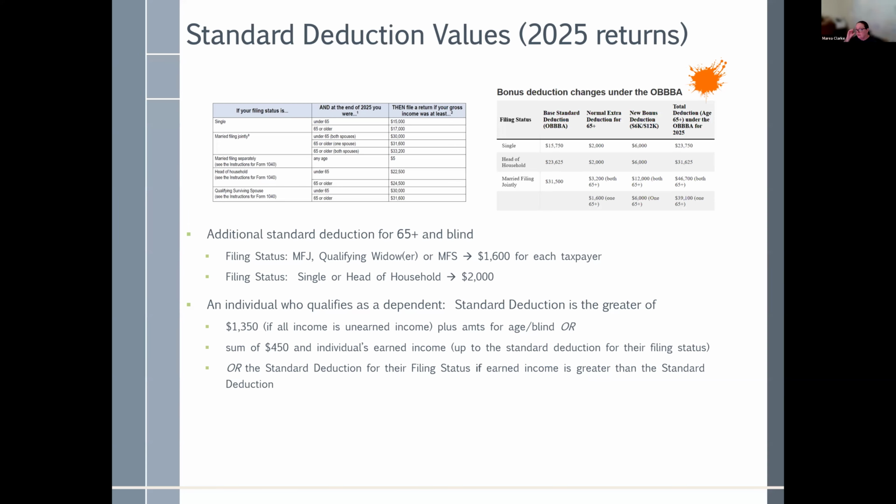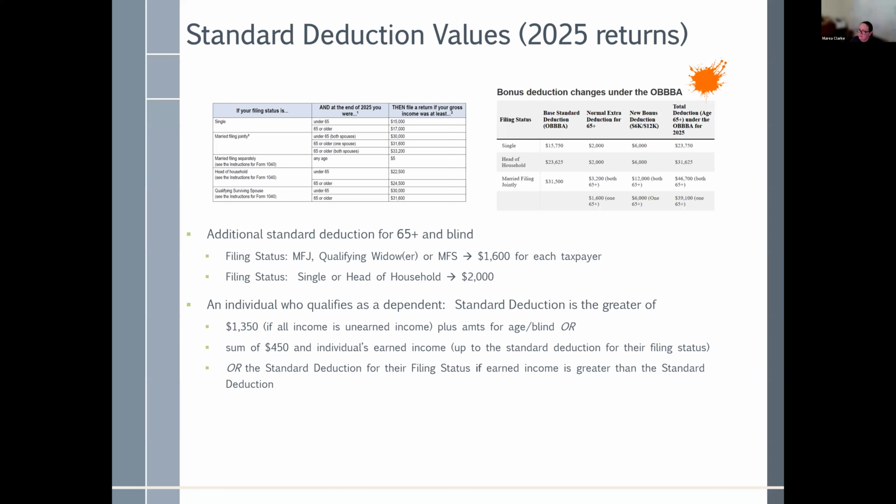All right. For somebody that qualifies as a dependent, this could actually be a decent number of our clients because they're students, and their families may be supporting them. They may be providing almost all of their income and their support for paying for tuition and rent and food and all that kind of stuff. So an individual who qualifies as a dependent, their standard deduction is the greater of either $1,350 if all of their income is unearned income plus any amounts for age or blindness, or the sum of $450 plus their individual earned income up to the standard deduction.